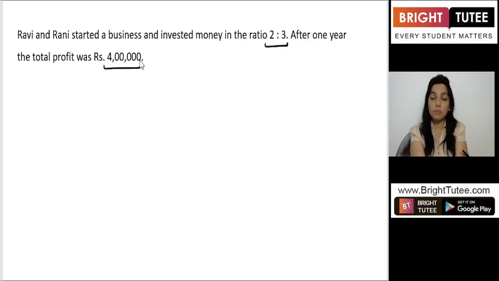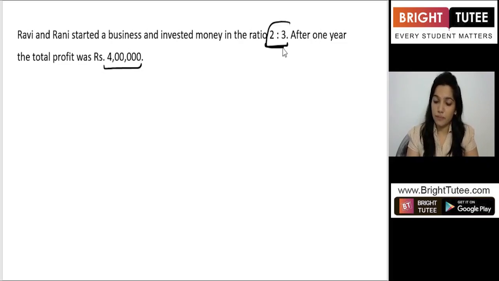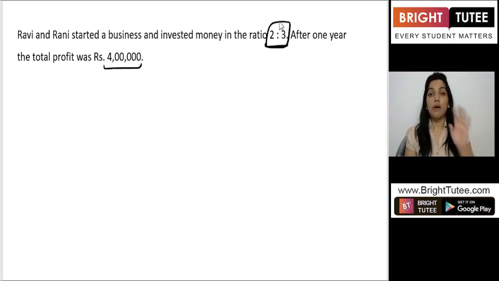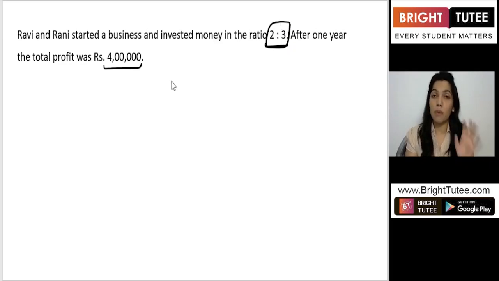But Rani was smart enough. She said, why shall we divide the profit into half and half? If the ratio in which we have invested the money is 2:3, that means Ravi has invested 2 parts and Rani has invested 3 parts. Just imagine it this way.